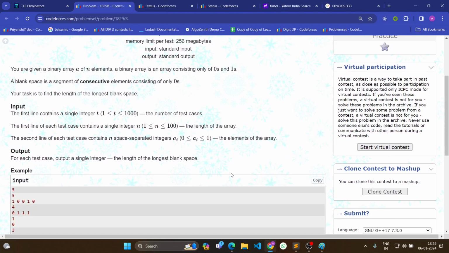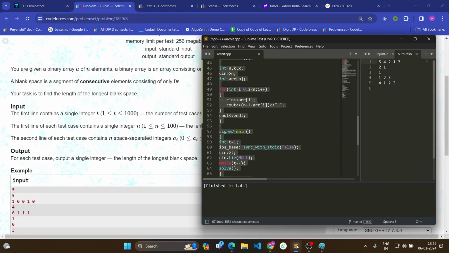Okay, this is simple. We are given a binary array consisting of zeros and ones. Consider blank space as elements consisting only of zeros. We have to find the length of the longest blank space.